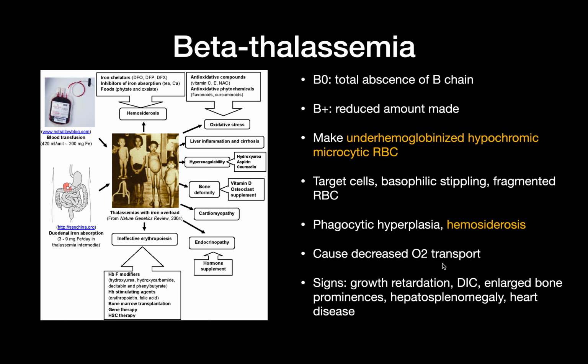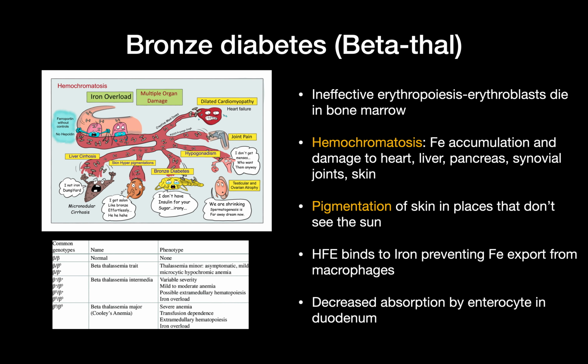There's going to be a decrease in oxygen transport, and these are the signs: inflammation, cirrhosis, hypercoagulability, bone deformation, cardiomyopathy. And the signs would be growth retardation, heart disease, and, more importantly, DIC. Bronze diabetes is also a form of beta thalassemia, where there is going to be ineffective erythropoiesis. And the erythroblasts will die in the bone marrow.